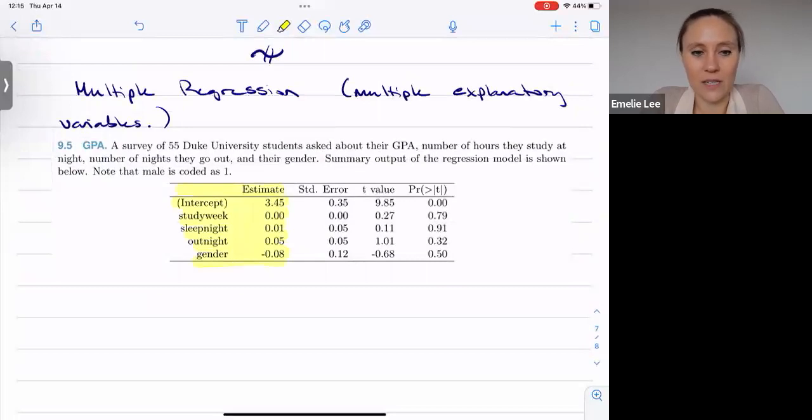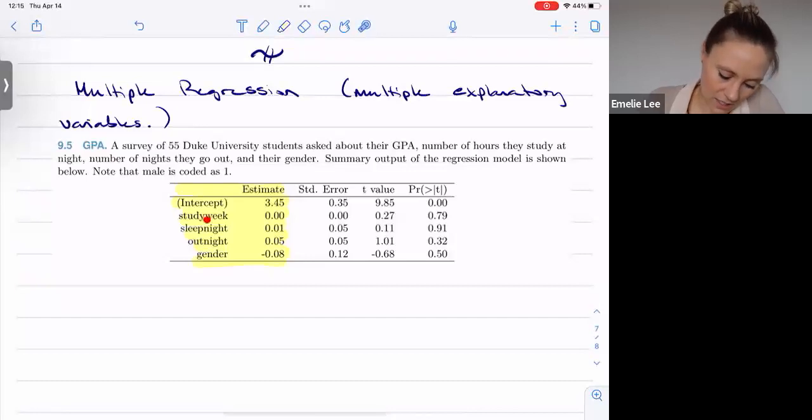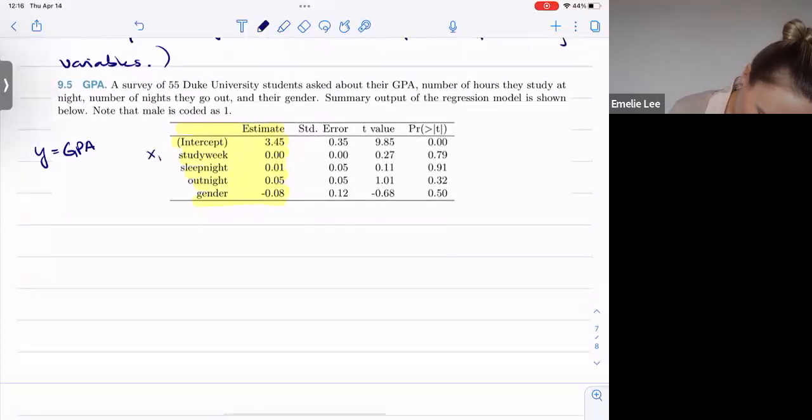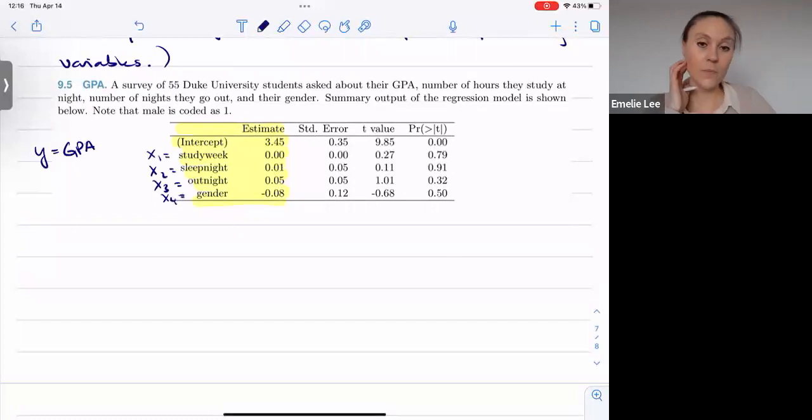Okay, and I always find it a little bit more helpful if I can write it out with the names of the variables. So I think in this one we're predicting the GPA, and we're going to construct this model. So Y is GPA, and study week is what we'll call X1, sleep night is X2, out night is X3, and X4 is the gender, which is what we call a binary variable. It's going to be 0 if it's female in this case, and a 1 if it's male.